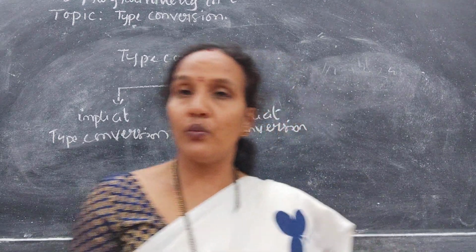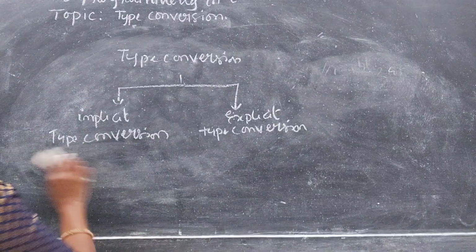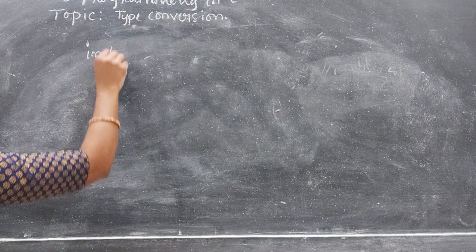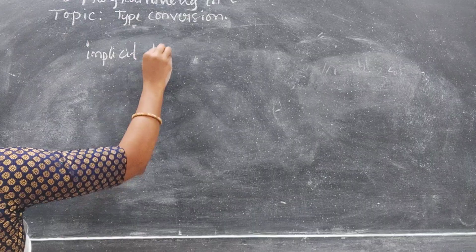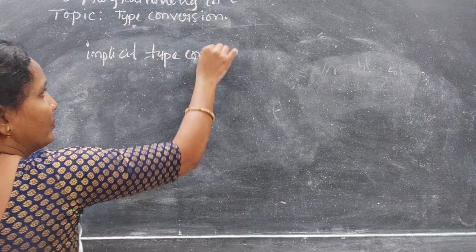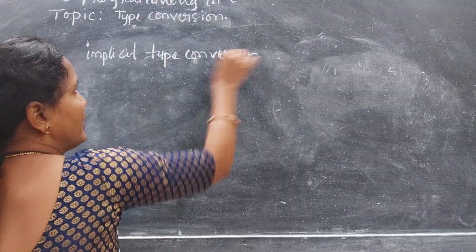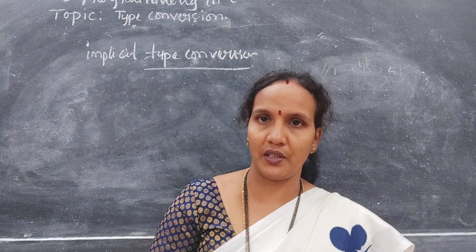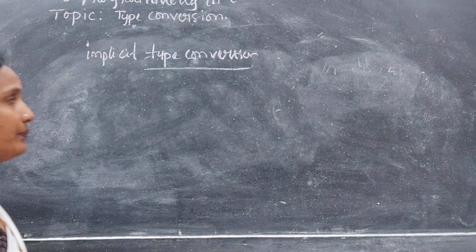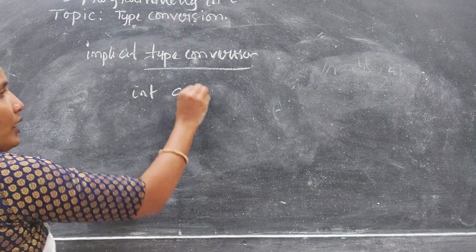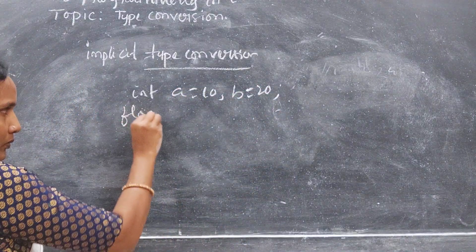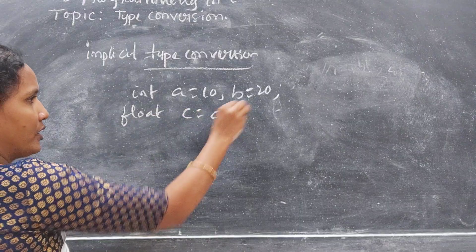Okay, now we'll discuss implicit type conversion. Type conversion is nothing but changing from one data type into another data type. Then what is the implicit type conversion? Here I'll give you one example. int a equals 10, b equals 20. float c equals a plus b.